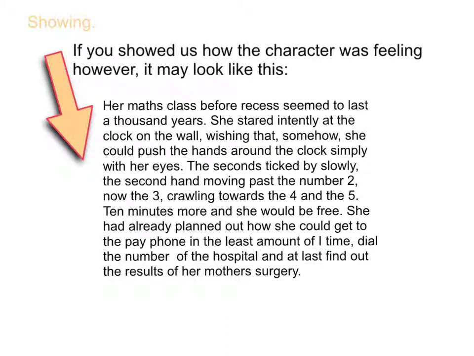Okay, so this is the second example, and this is if you showed us how the character's feeling. Her maths class before recess seemed to last 1,000 years. She stared intently at the clock on the wall, wishing that somehow she could push the hands around the clock simply with her eyes. The seconds ticked by slowly, the second hand moving past the number 2, now the number 3, crawling towards the 4 and the 5. 10 minutes more and she would be free.